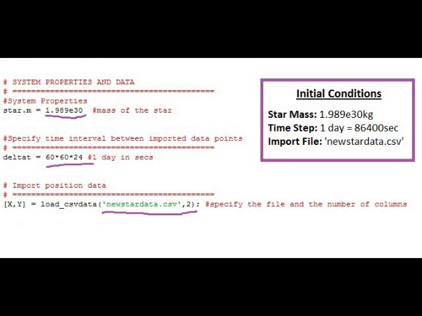Now I'll explain the process by which I found the mass of the black hole. I was given some initial conditions, and here they are. You can see them in the box in the right-hand corner. They include the mass of the star, the time step to be taken, which is 1 day in seconds, and the file that contains the position data for the star.